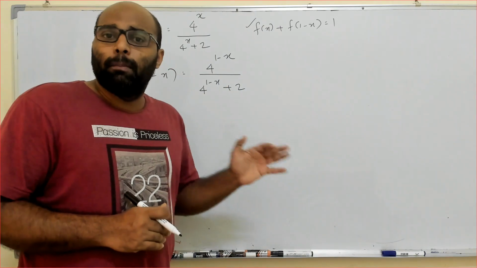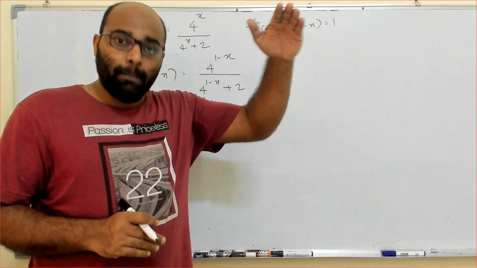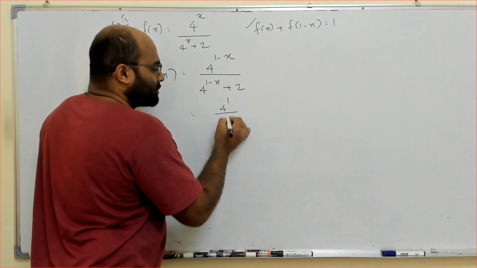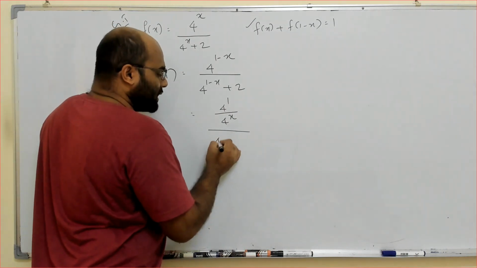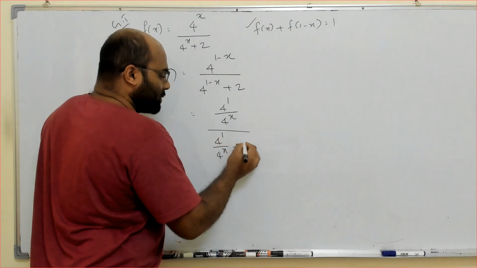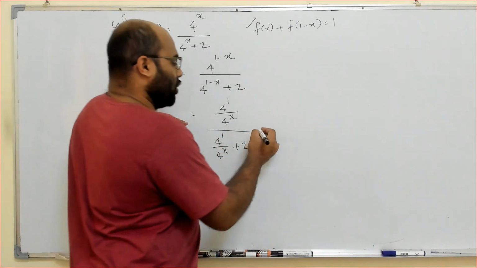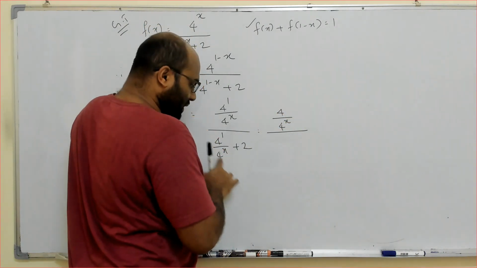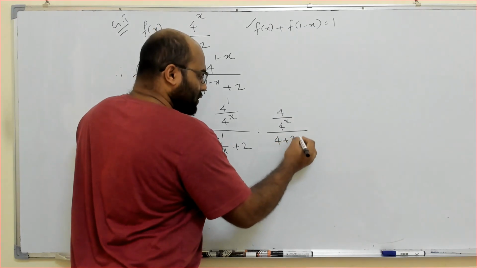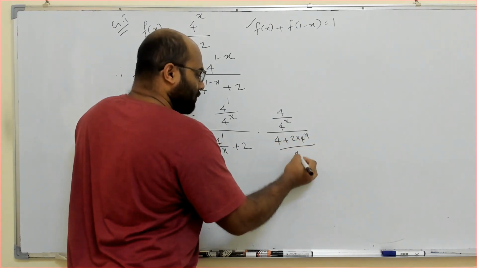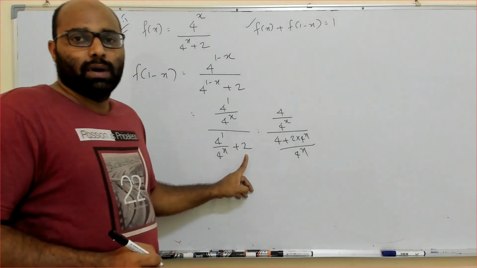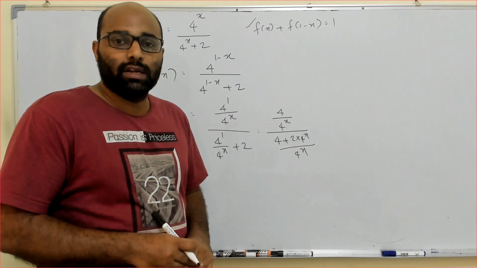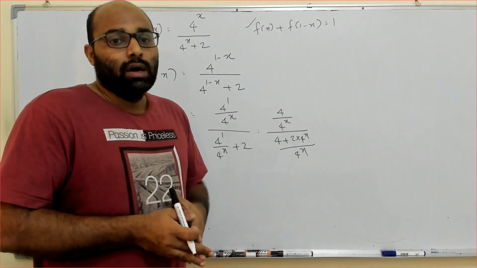A raised to m minus n is a raised to m by a raised to n. So this numerator can be written as this. The denominator also can be written as 4 raised to 1 by 4 raised to x plus 2. Now take LCM in the denominator, that is 4 by 4 raised to x, divided by this. When we are taking LCM, 4 plus 2 into 4 raised to x by 4 raised to x. Be careful, 2 into 4 raised to x, don't mistakenly write it as 8 raised to x. We can't multiply it like that.